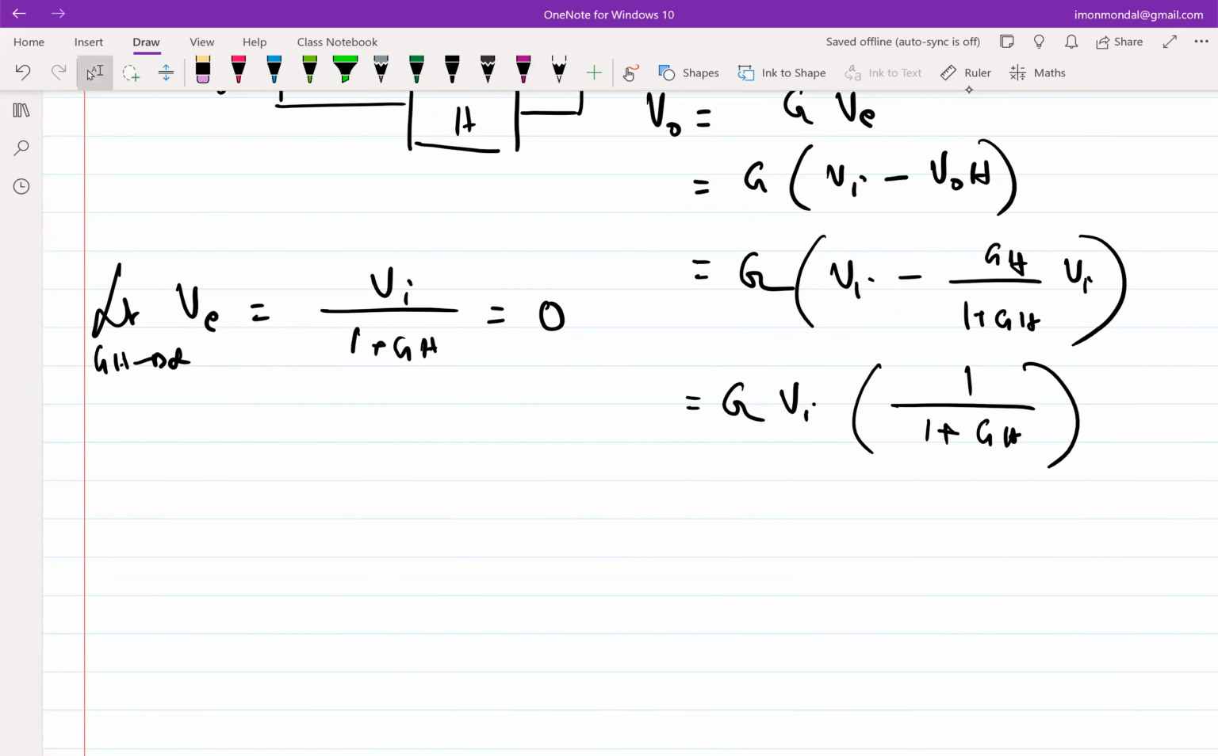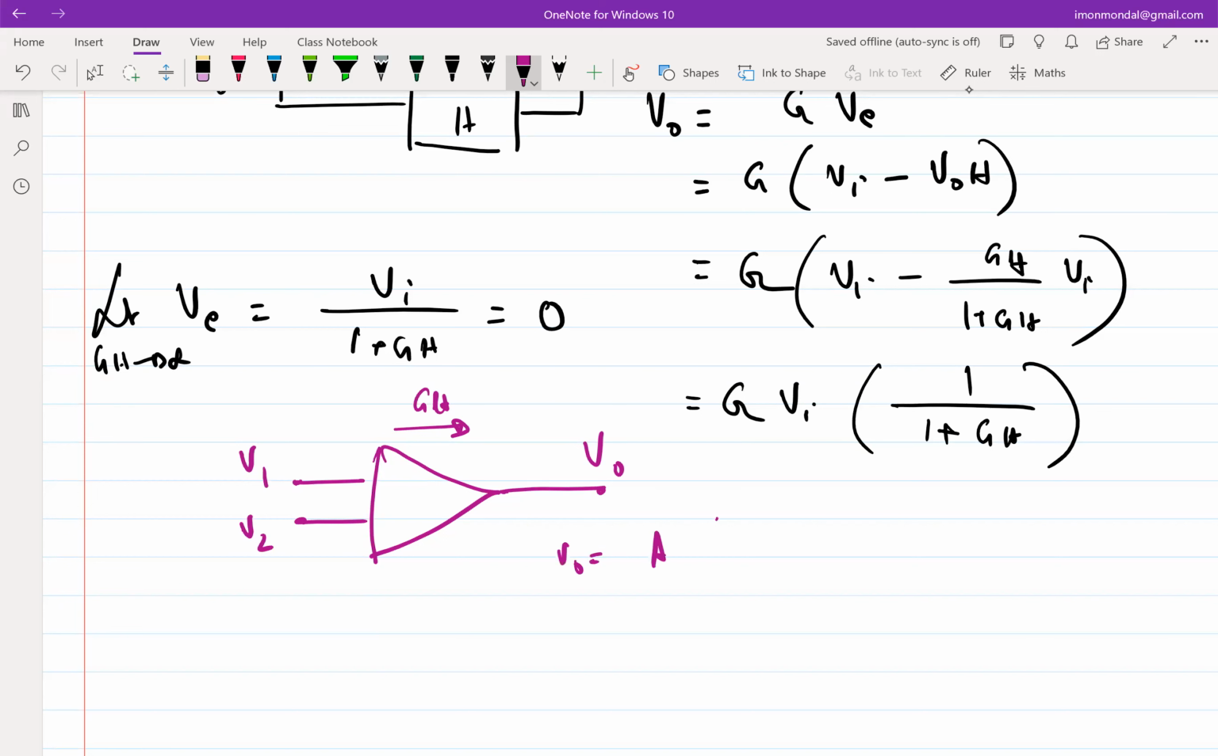If you only consider this constraint, and I tell you that V naught is not infinite, but whatever the gain that we have here is infinite, so let's assume the gain A is infinite, and V naught is supposed to be some gain times V1 minus V2. I tell you that V naught is finite, but A is infinite. What is the only possible scenario? V1 has to be equal to V2, right? So this is equivalent to that.